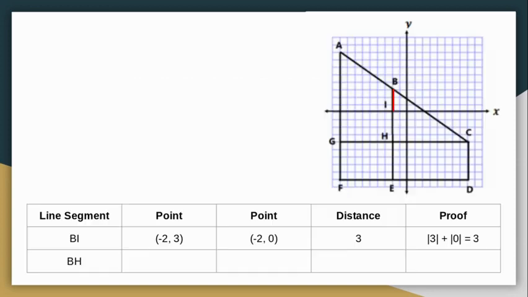Let's return to our table. We can record the absolute value statement in our proof column. Let's repeat this process for line BH. On your own, find the coordinates of point B and point H. Pause the video here until you've completed this.